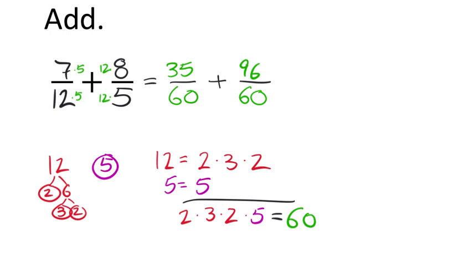Well, let's continue then. So the sizes of the pieces are 60th size pieces. And we're going to add the numerators. That's how many pieces we have. So we have 35 pieces.